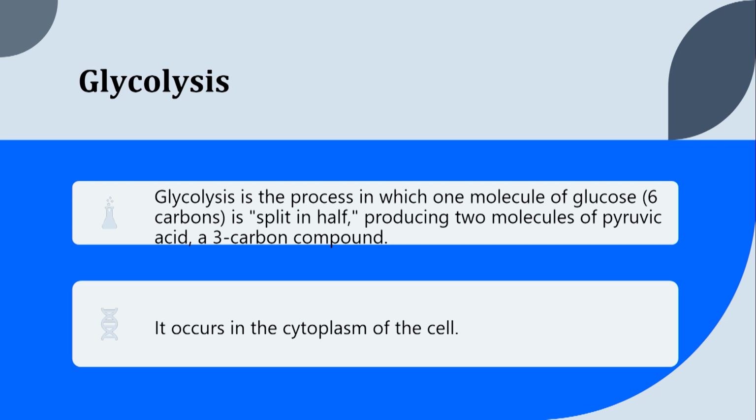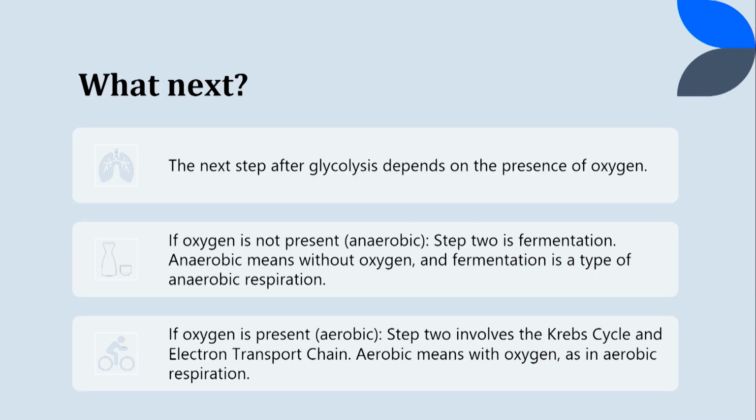Glycolysis is the process in which one molecule of glucose is split in half. It produces 2 molecules of pyruvic acid, which is a 3-carbon compound. It occurs in the cytoplasm of the cell. So remember that glycolysis happens in the cytoplasm of the cell. The other stuff, the Krebs cycle, the ETC, that's in the mitochondria, but right now we're in the cytoplasm of the cell.